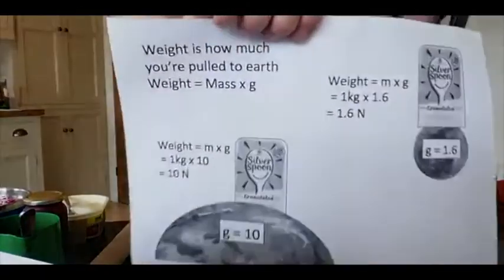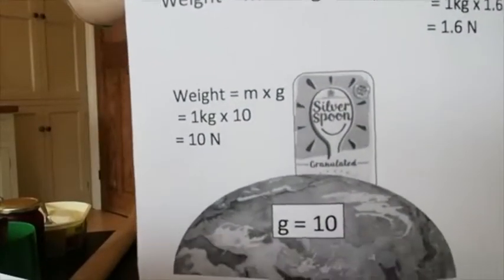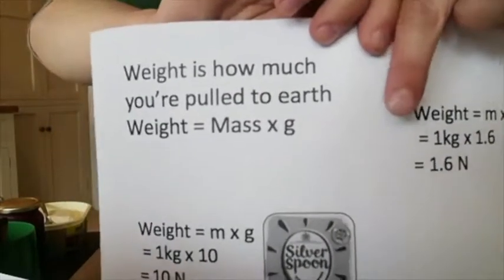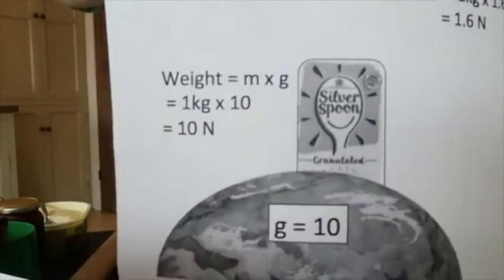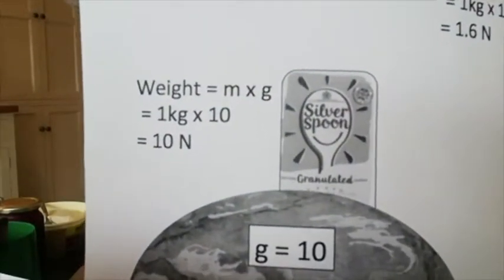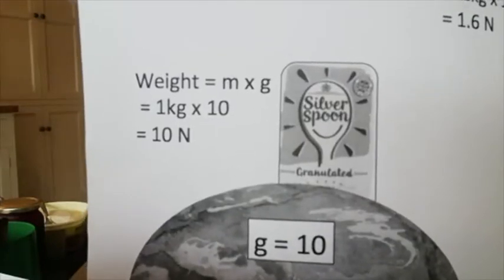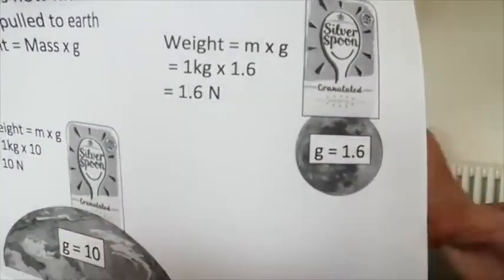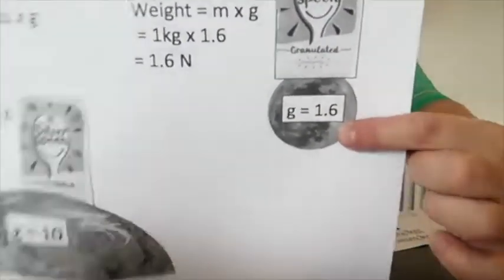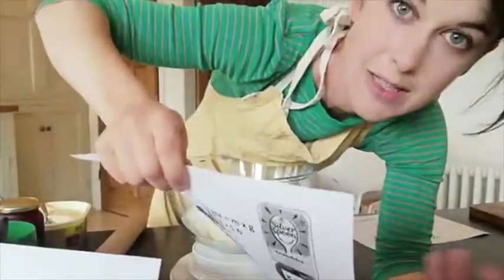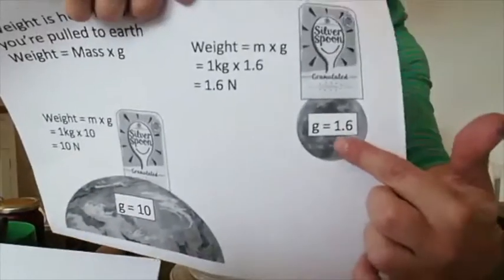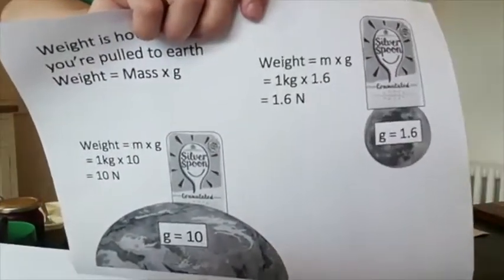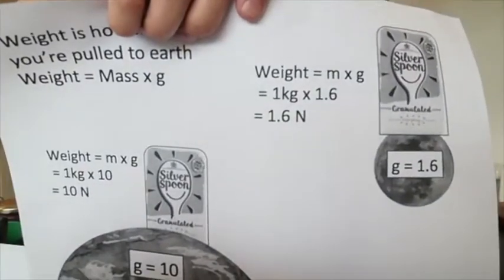So if you calculate the weight of this kilogram of sugar, on Earth it would be 1 times 10, because on Earth, g is 10. So you would say the unit of force is the Newton. So you would say that the weight of that bag of sugar on Earth is 1 kilogram times 10, which is 10 newtons. Whereas on the moon, g is only 1.6. We've talked in our gravity lesson about how the smaller something is, the less gravity it has. So on Earth it's 10. On the moon it's 1.6. So the weight of that bag of sugar on the moon would be 1.6 newtons.